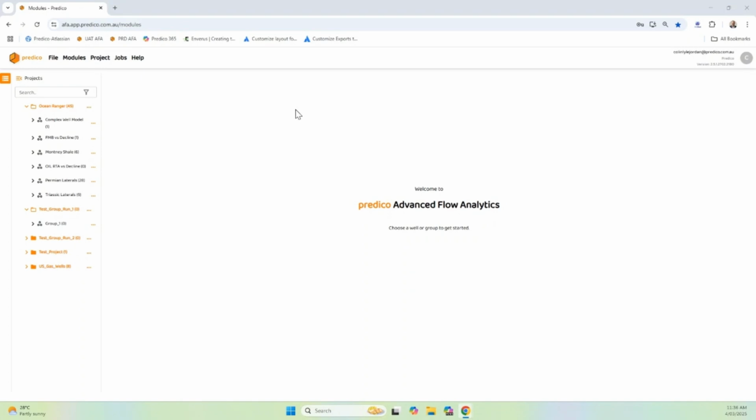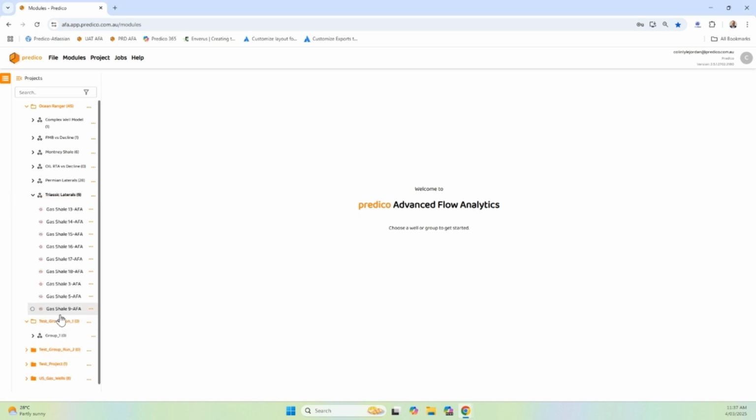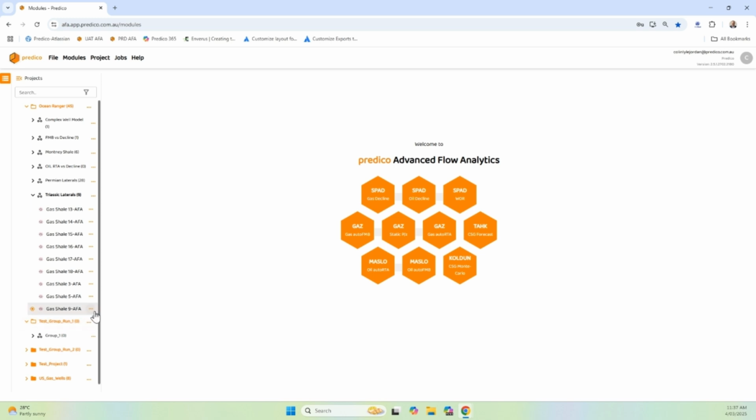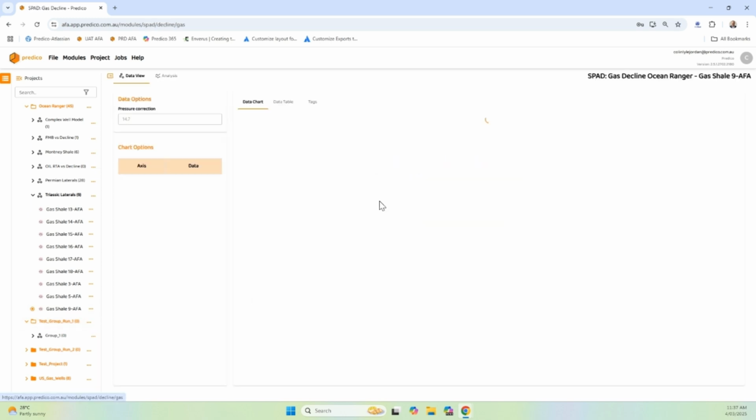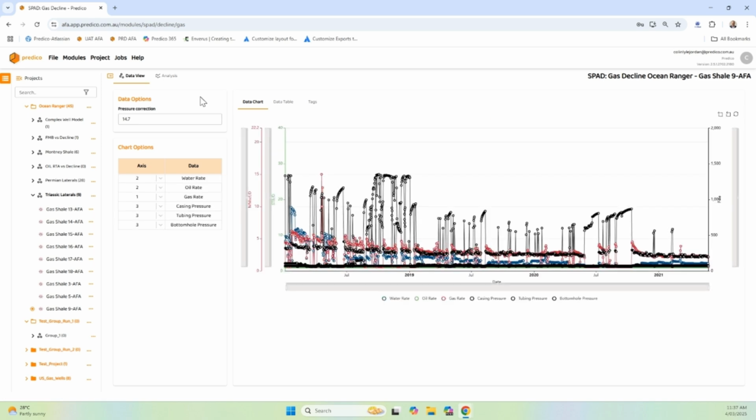In our final example, we're going to show that the same concepts we saw for oil can also apply to gas wells. So in this example, we're going to look at a horizontal well completed in shale gas. Let's start off with gas shale well number 9. Let's take a look at gas decline.